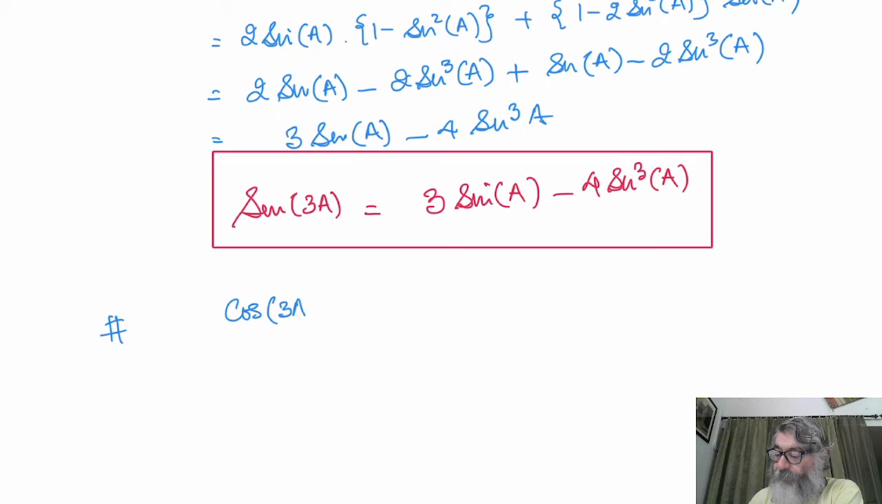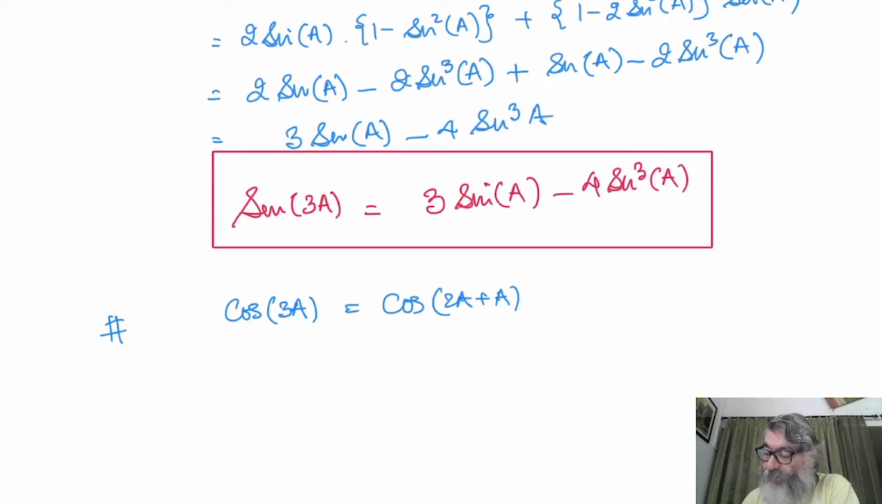cos 3a. Cos 3a will be cos of 2a plus a. Again in the same manner, we broke 3a as 2a plus a, like when we wrote sin 2a in terms of sin a plus a and applied sin a plus b. Similarly here we are breaking it in terms of 2a plus a, because 3a can be written as 2a plus a. Now again cos a plus b.